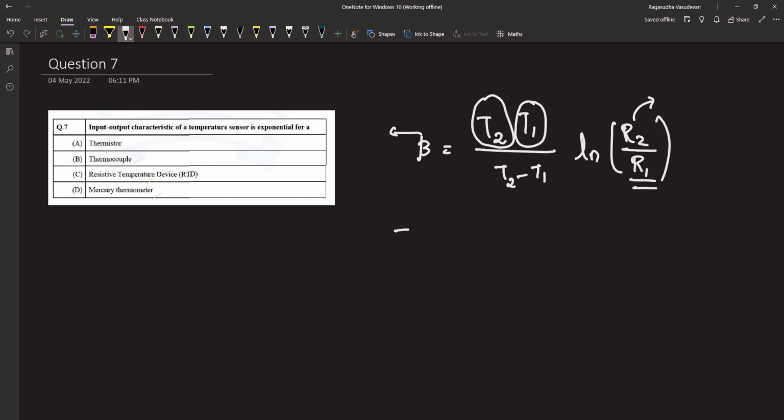The input will be temperature and output will be the change in resistance. If we find out, R2 is going to be exponentially related to T2 and T1. So which means that this will give an exponential characteristic. So the correct answer is option A, thermistor.